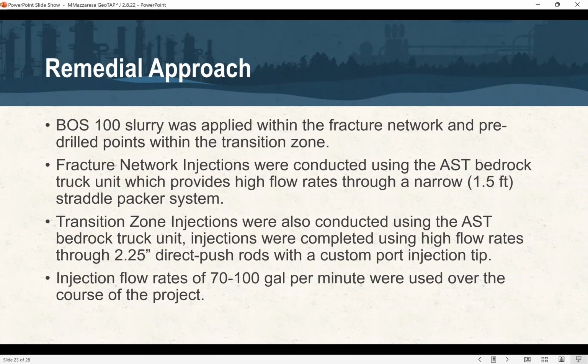And for the transition zone injections, we used our bedrock injection unit, because we were out there using it already. It's the one where I showed you those injection tips with the fluid coming out at the different flow rates. That's the system we use there, we use that same system here, and that's generally what we use in fractured bedrock. And that was already on site, so we used that for the partially weathered rock as well. And we used flow rates of between 70 and 100 gallons a minute for both the partially weathered rock and for the fractured bedrock.